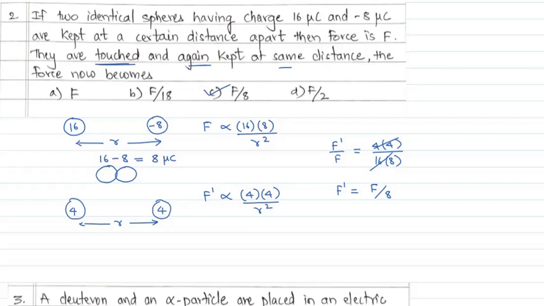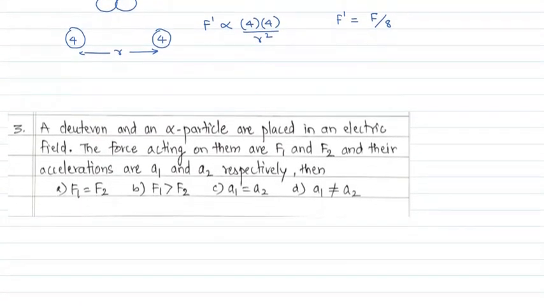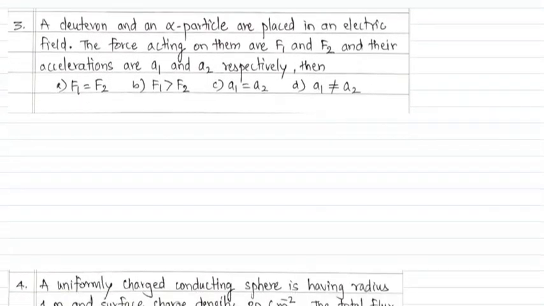Next, third one. A deuteron and alpha particle are placed in an electric field. So deuteron is there, alpha particle is there. They are placed in an electric field. The forces acting on them are F1 and F2. Then you are required to find their accelerations. Then he has given the options.